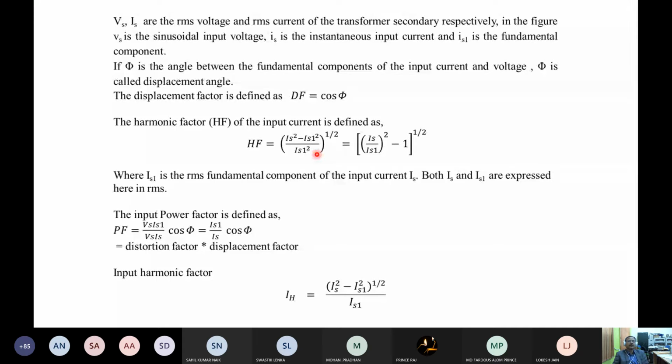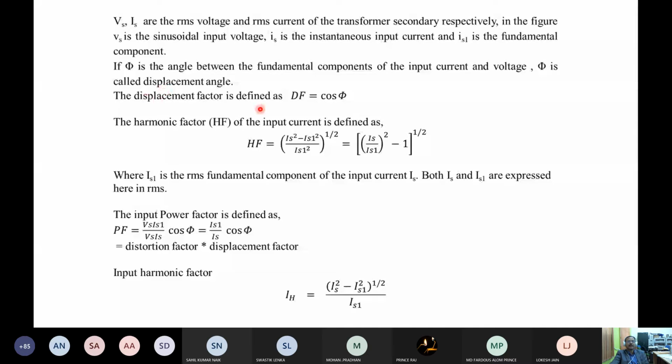Small vs is the sinusoidal instantaneous input voltage, and is is the instantaneous input current. Is1 is the fundamental component. If phi is the angle between the fundamental component of the input current and the fundamental voltage, phi is called the displacement angle. Please note down, phi is called the displacement angle, not the power factor angle.